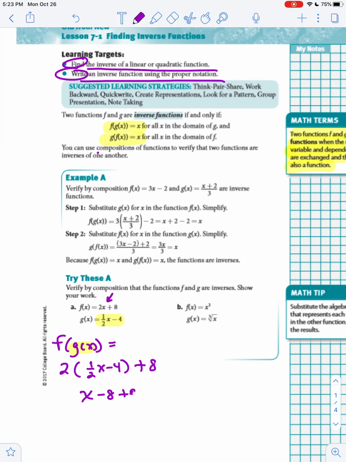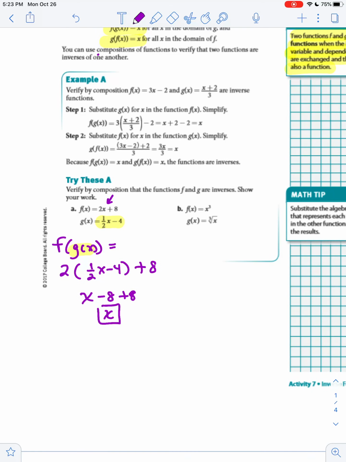When we distribute 2 times 1/2 x, you just get x, and 2 times negative 4 is negative 8, plus 8, and we get just x. So we know that f of g of x is x, and we're going to hope that we also get x when we do g of f of x.